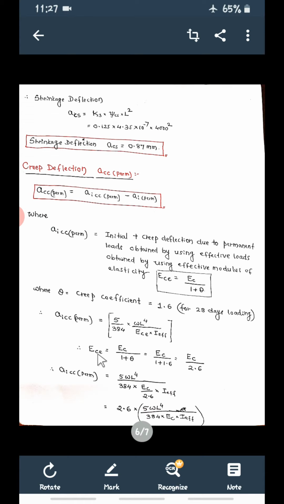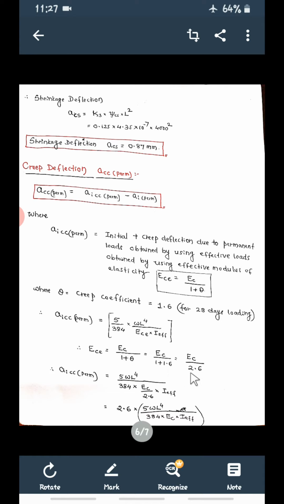So therefore ECE is equal to EC divided by 1 plus theta. Here you have to substitute ECE. In short term deflection, what you have calculated, here you have to substitute this ECE. So theta is 1.6, so this comes 1 plus 1.6 means 2.6. So this value ECE is equal to EC divided by 2.6.